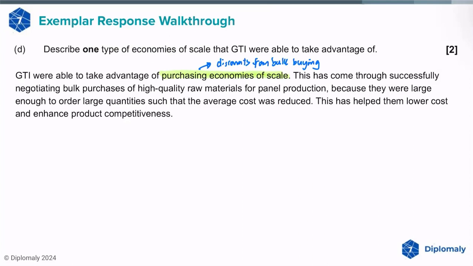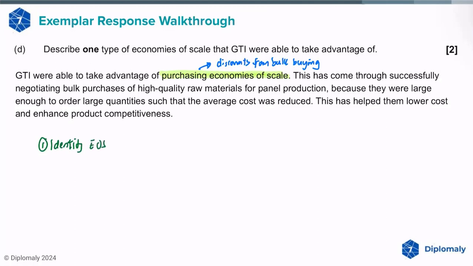in a large bulk. And if you're buying a large bulk, usually you have the power to ask your supplier if they can give you a discount because you're buying so many of these, right? But in the context of GTI, they're able to take advantage of purchasing economies of scale. So this is the first sentence where you identify the EOS.